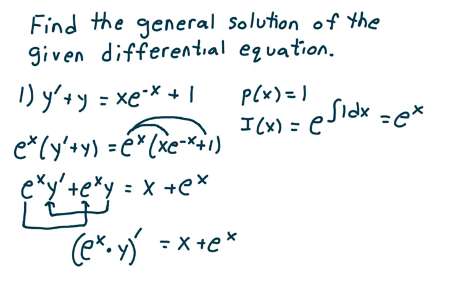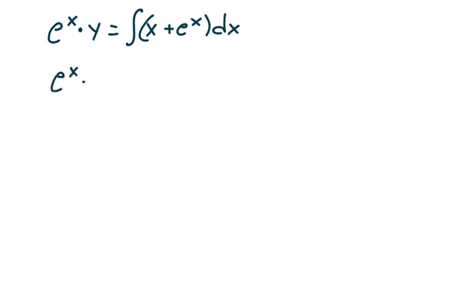So what does that say? That says e to the x times y is equal to the integral of x plus e to the x dx. Okay? So e to the x times y is equal to 1/2 x squared plus e to the x plus some constant c.